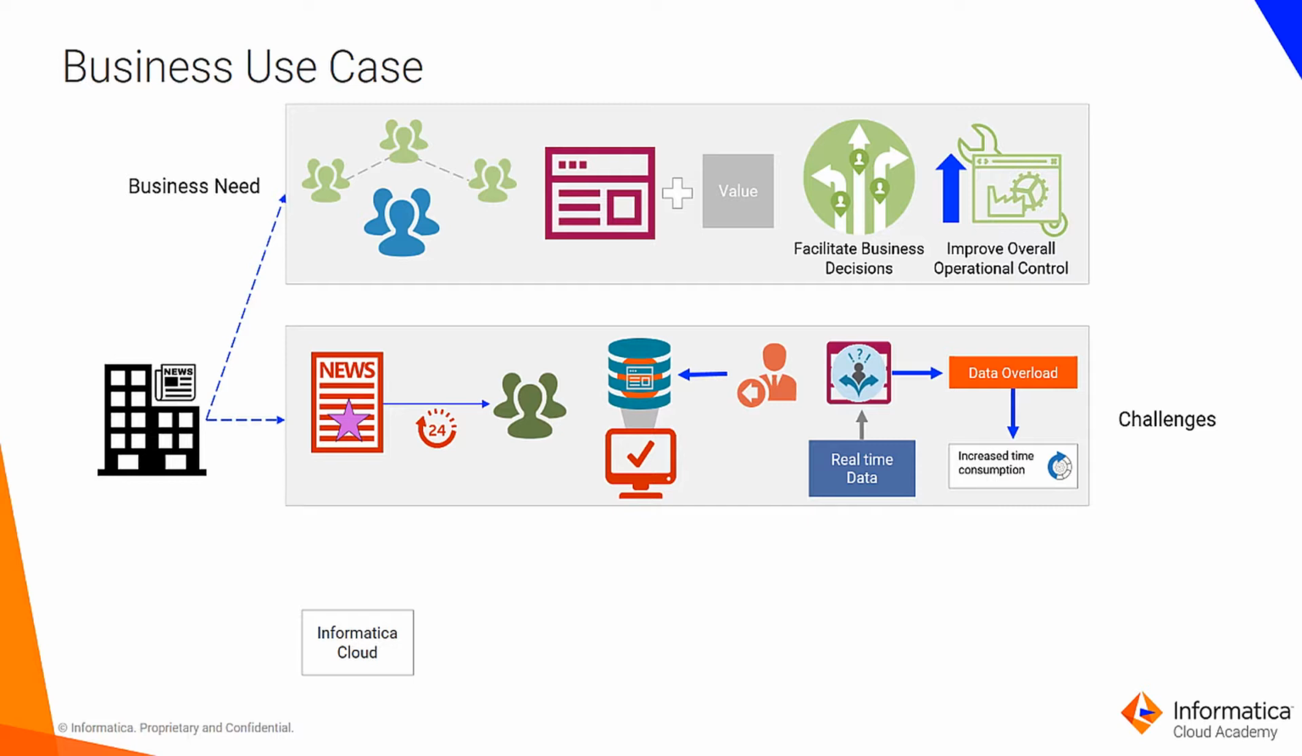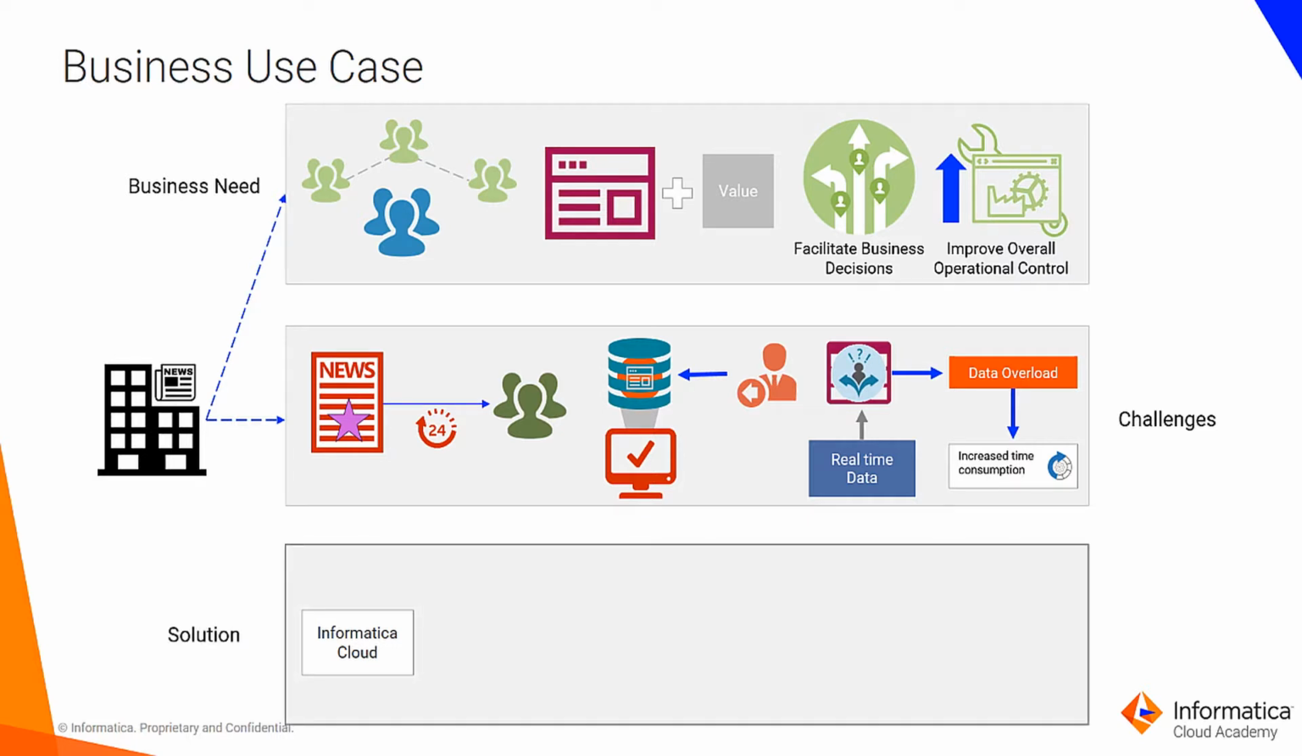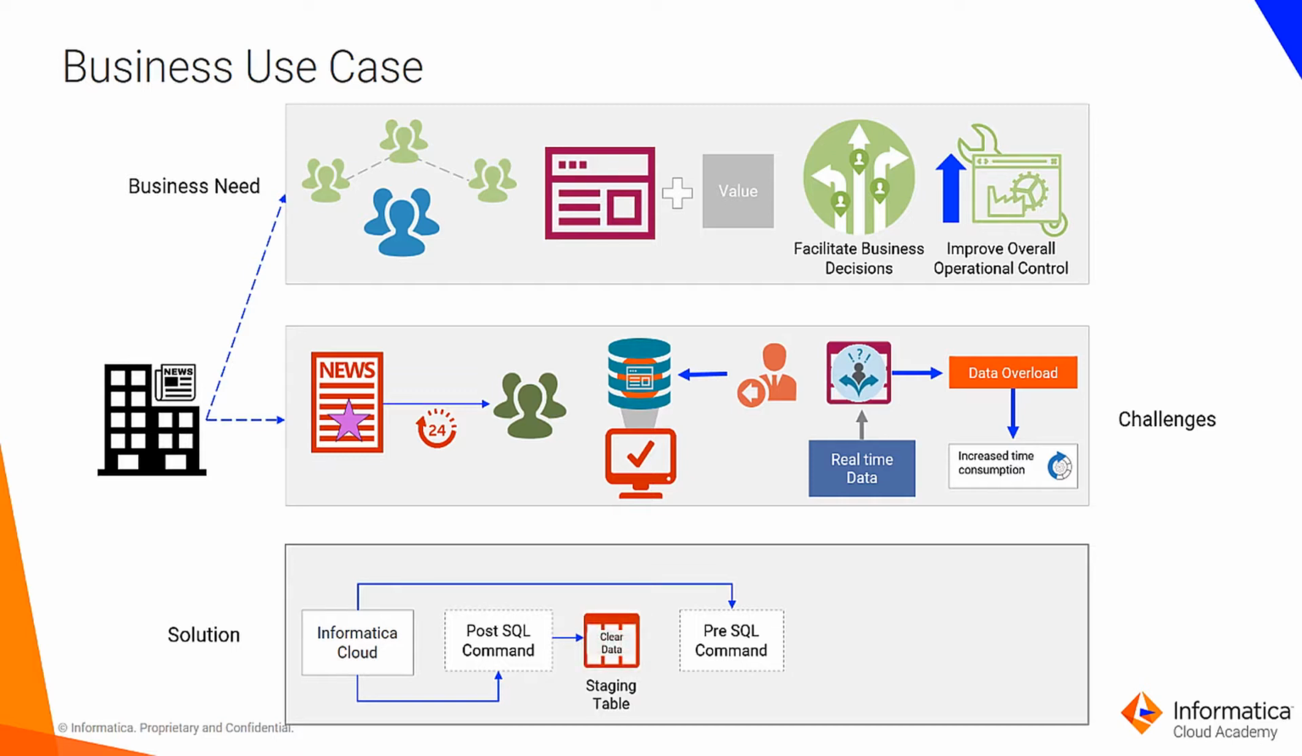The company adopted Informatica Cloud as a solution to all their business issues. Informatica Cloud's pre- and post-SQL processing commands feature helped them to meet all their business requirements. They loaded the latest data to staging tables and finally moved this data to targets. However, before loading to targets, they executed a pre-SQL processing command to delete existing data in the target table. This way, they ensured that the target table always had the latest data.